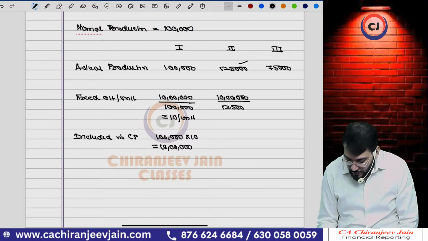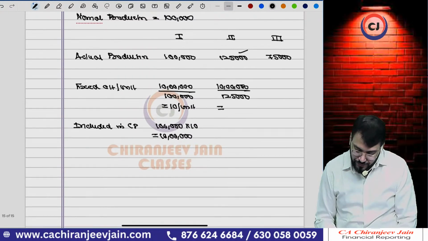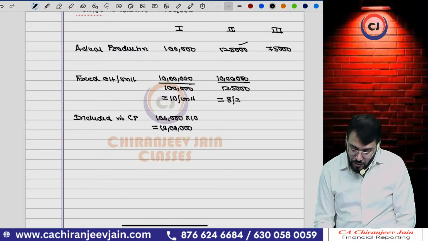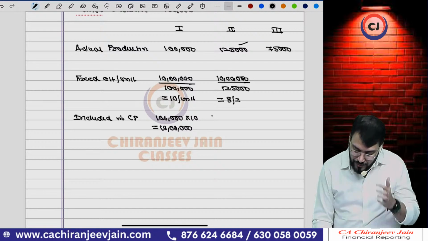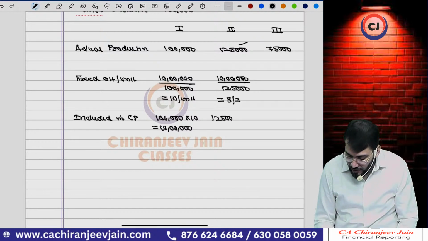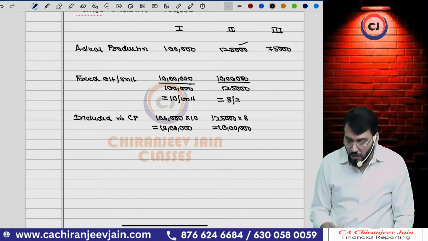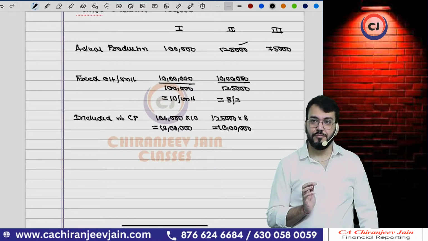1,25,000. Now how much is this coming? 8 rupees per unit. So how much is included in cost price? 1,25,000 into 8. Can you say all the costs are included? All the costs are included.